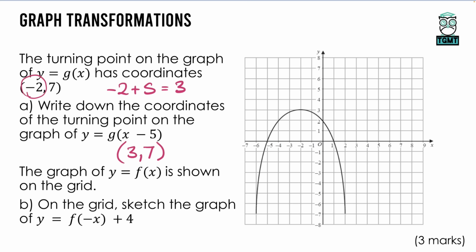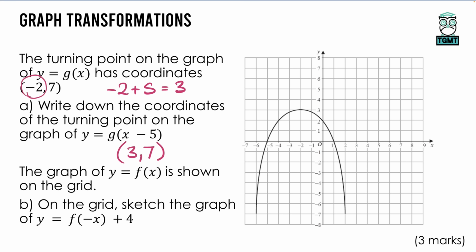The next part says the graph of y equals f of x is shown on the grid, and we can see the graph on the grid to the right. On the grid, sketch the graph of y equals f of minus x, plus 4. Now, although we just spoke about how something in the bracket does the opposite, when it's a negative symbol like this, that's just asking us to change the sign on the x-coordinate. So you can't do the opposite of that. The opposite of that would be doing nothing.